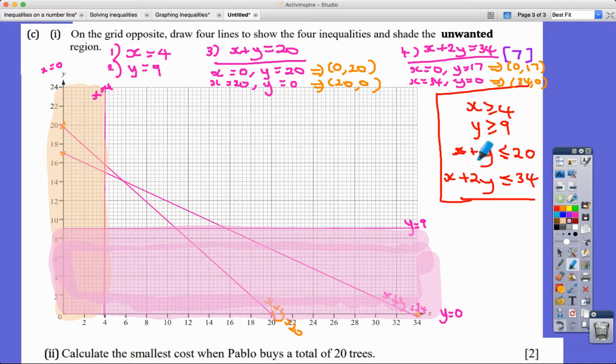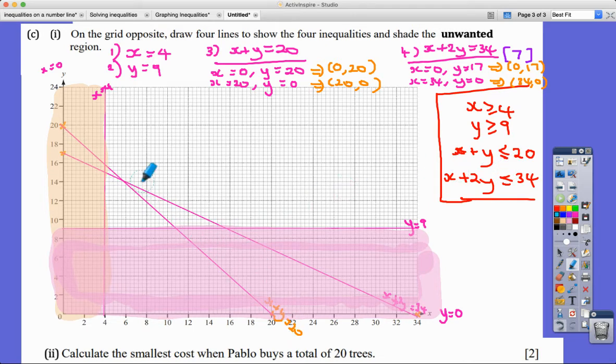The next bit is I'm going to be looking at my next line that I drew, which is x plus y equals 20. Well, it's this one here. I only want x plus y less than or equal to 20. Now, less than or equal to just means basically underneath the line. That's the bit that I want. I don't want over. If it was greater than, it would be above the line. If it's less than, it's below the line. So in this case, I want underneath this line, it's less than or equal to 20.